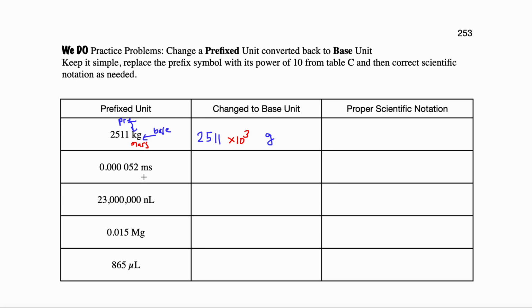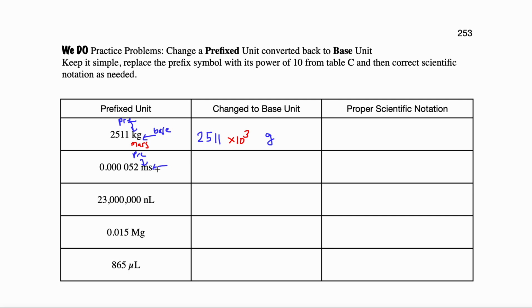When I take a look at the next number, I see that it has this ms, okay? So when I'm thinking, I know that on table C, there are 3 prefixes that start with the letter m. There's mega, milli, and micro. So I have to pay attention here that m is a lowercase m. So that's my prefix. So it's not mega, it's not micro, it's milli.